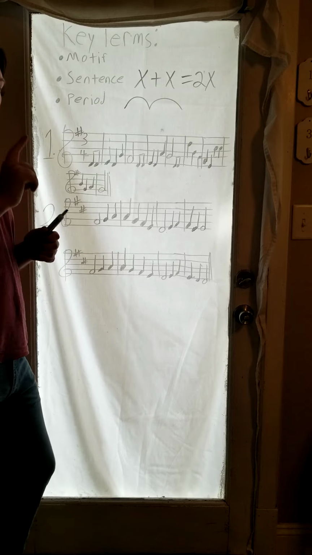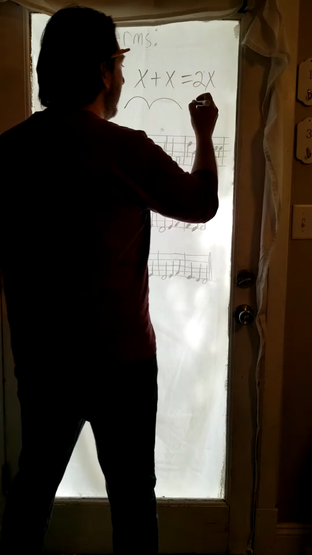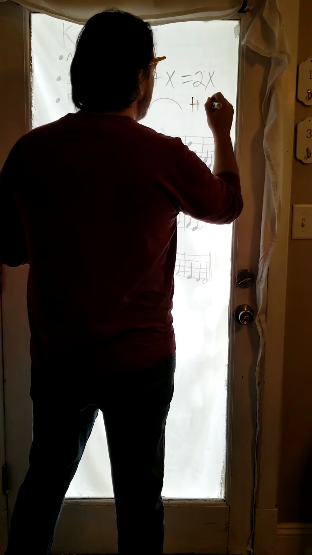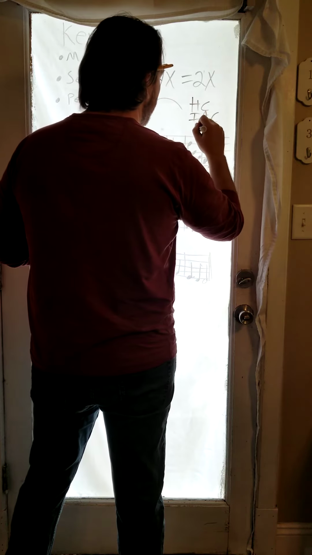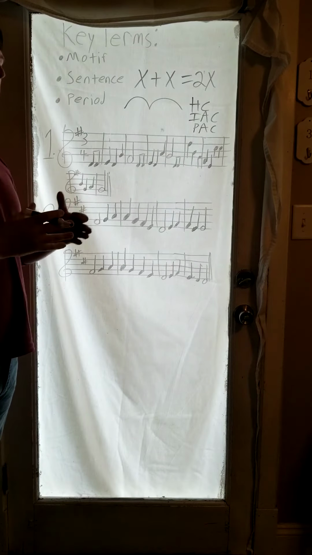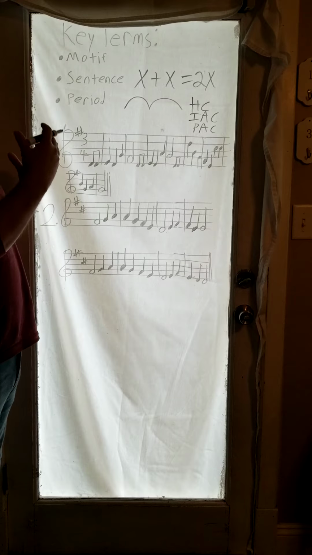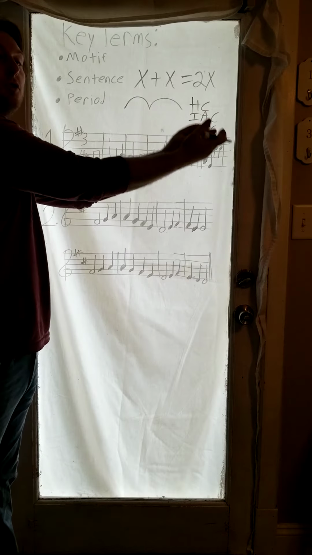Half cadence. Perfect. And imperfect. Imperfect, yes. So we have a half cadence, an imperfect authentic cadence, and then a perfect authentic cadence. Now, the placement of these in the period is very crucial. In order for a period to make sense, you have to have a weak cadence go to a stronger cadence.